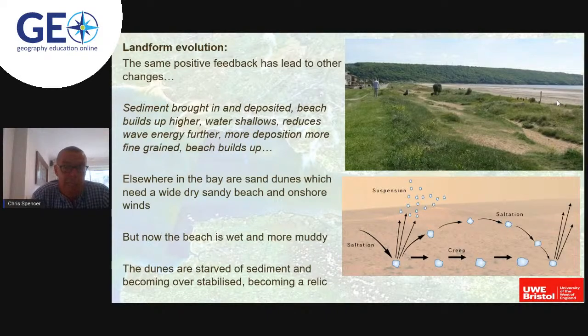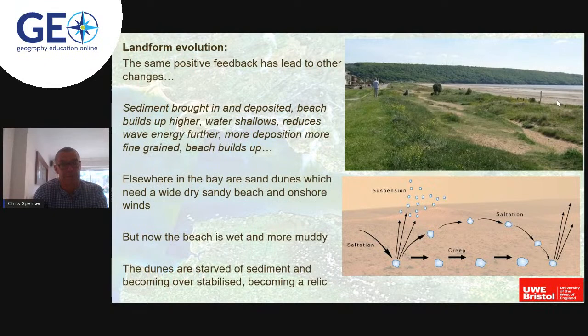But that's not really happening anymore. And so the dunes are starved of sediment. They're becoming overstabilized, and non-dune species are starting to colonize these dunes because they've not got the constant burial of new sand being blown in. And so they're becoming something of a relic.